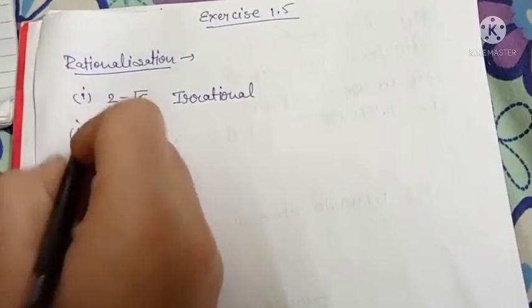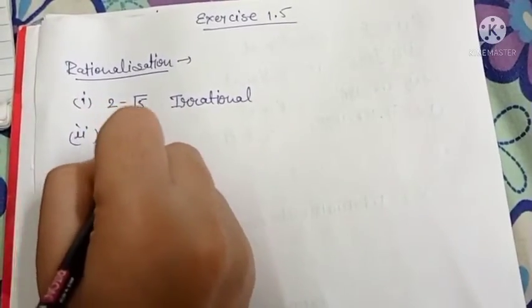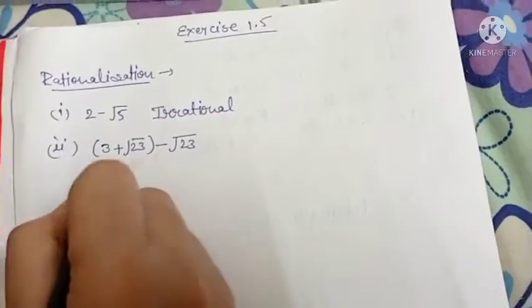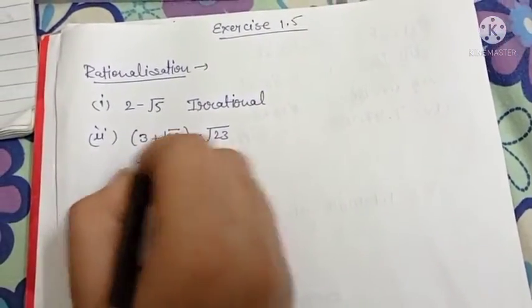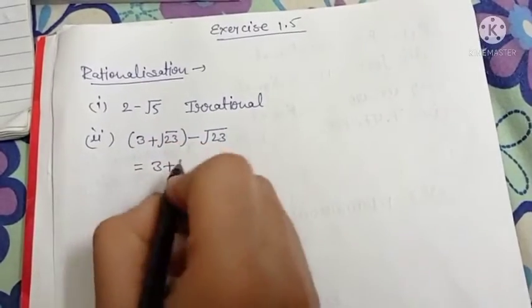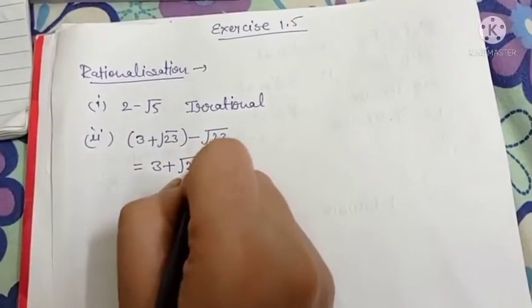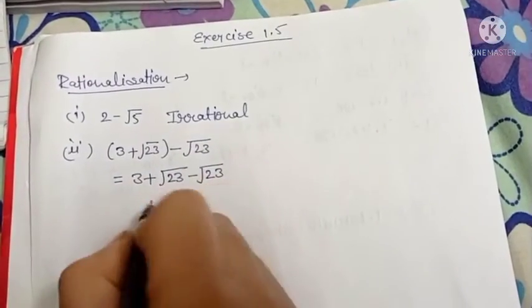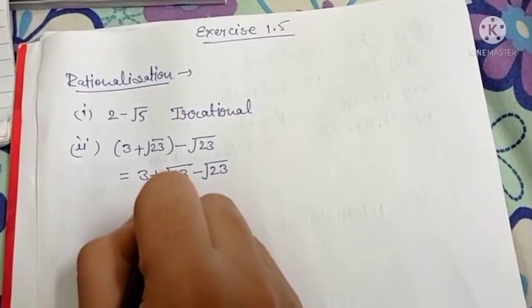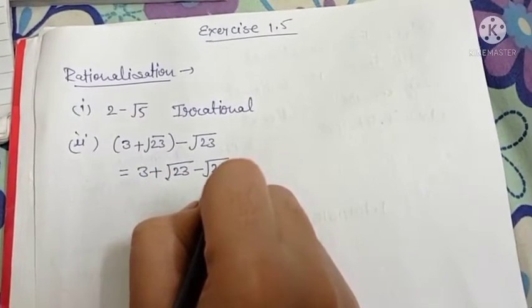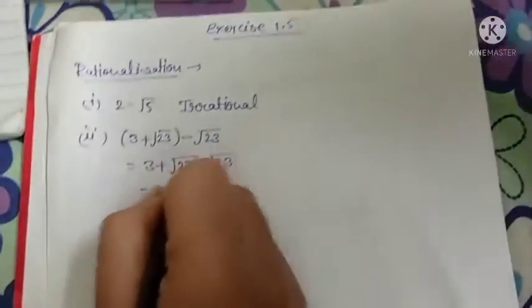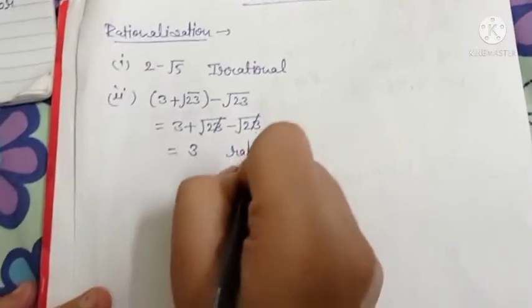Second is 3 plus under root 23 minus under root 23. After removing the bracket, 3 plus under root 23 minus under root 23. Here positive under root 23 and negative under root 23 both cancel each other and we get 3. And 3 is a rational number.